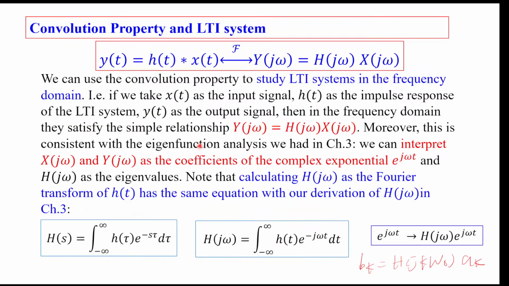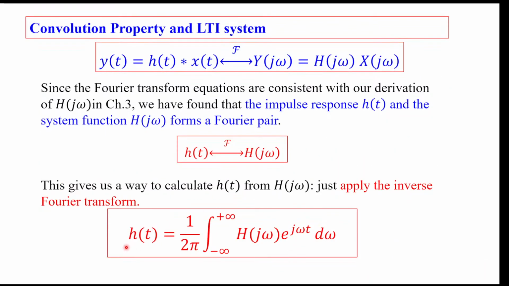Okay, so in chapter 3 we only know how to calculate big H from small h, but now we know how to calculate small h from big H also. So we just apply the inverse Fourier transform. Then you can calculate small h from big H. So small h equals 1 over 2 pi integration from minus infinity to plus infinity of big H over j omega e to the plus j omega t d omega.